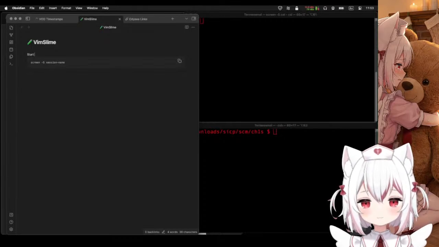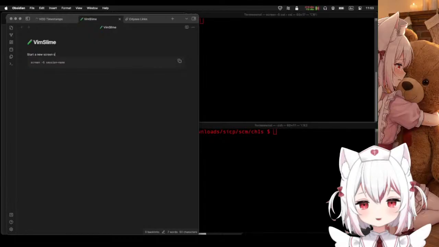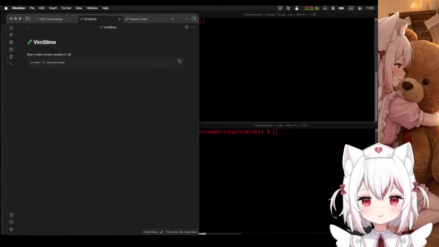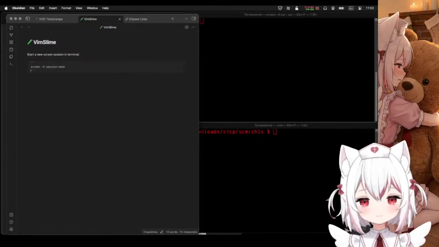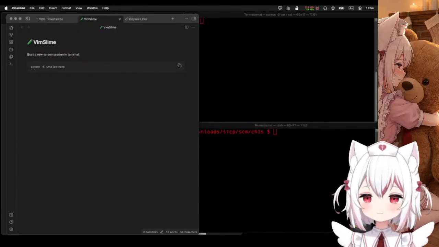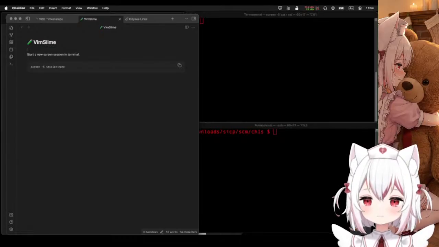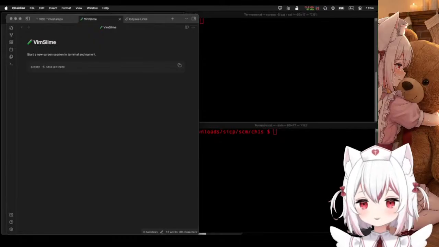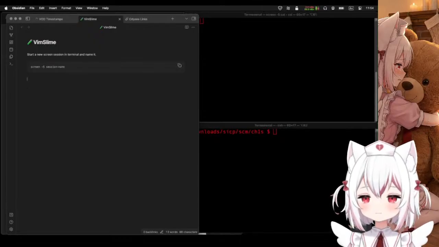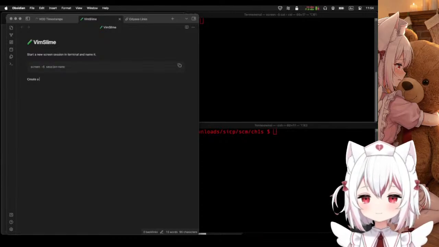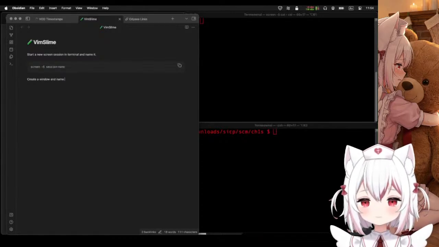Start a new screen session in terminal. That's step number 1. And name it. Step number 2. Create a window and name that.